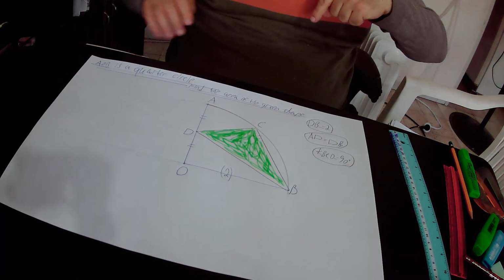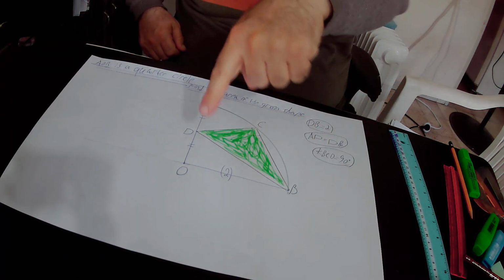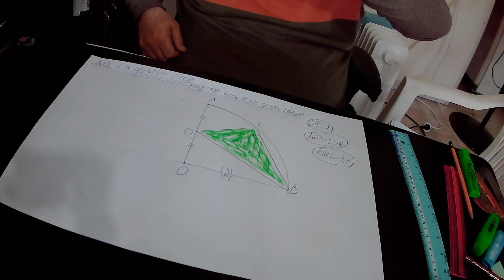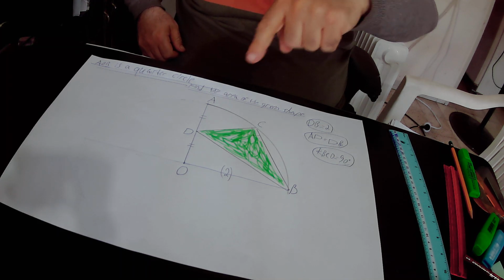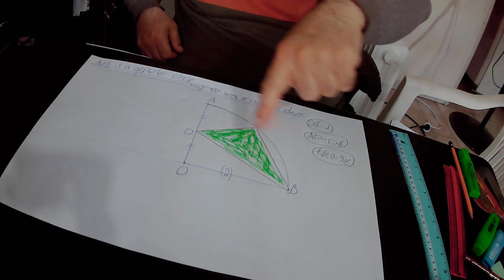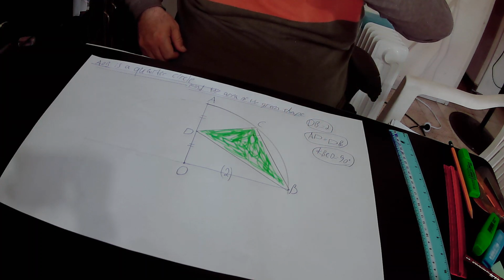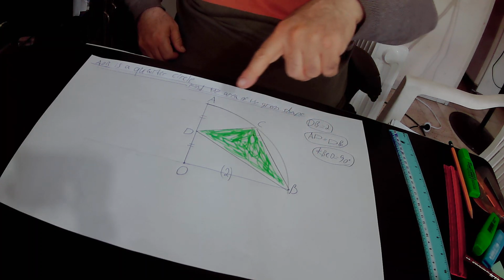Now in this lecture we'll find out the area of the green shape. In the drawing we have a quarter circle, AOB is a quarter circle. Inside this quarter circle we have this green shape. And our mission is to find out the area of this green shape.